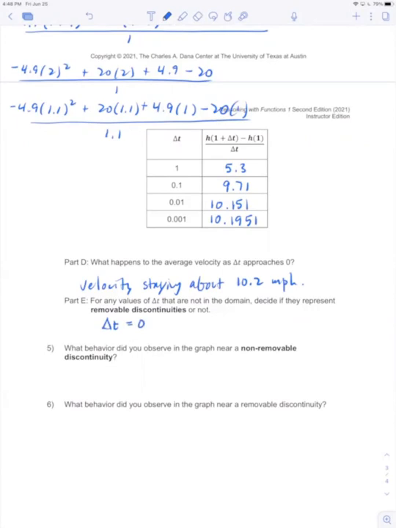Part 5, what behavior did you observe in the graph near a non-removable discontinuity? Well, the graph seems to approach a vertical line that passes through the x value where the discontinuity occurs. And then part 6, what behavior did you observe in the graph near a removable discontinuity? Well, the discontinuity is not visible on the graph. The discontinuity is only visible from the table or knowing it's there.